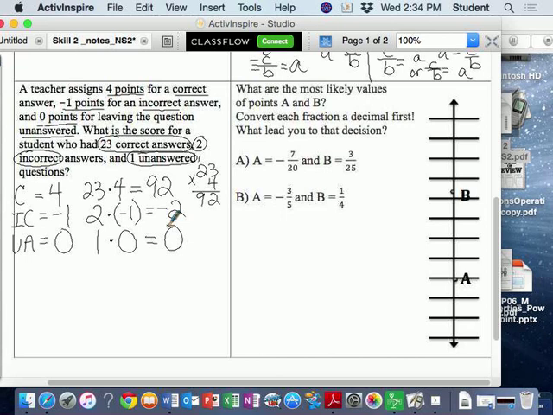So, what would our score be? Let's take our 92 points that we got for correct answers, our negative 2 points that we got for incorrect answers, and then 0 for our unanswered questions. 2 minus 2, 0, and then bring down your 9. So, your score would be 90.